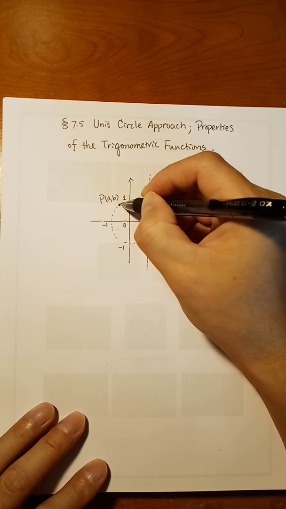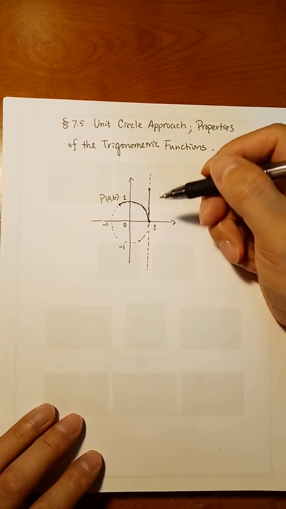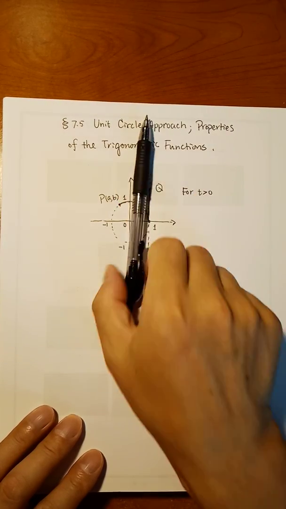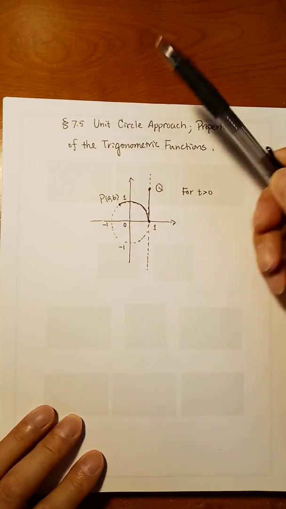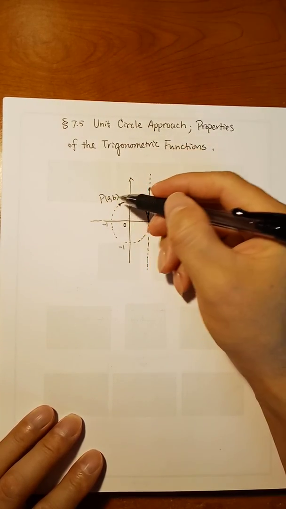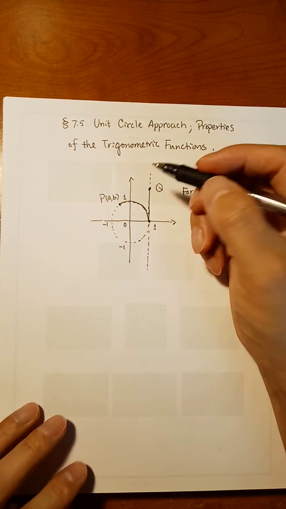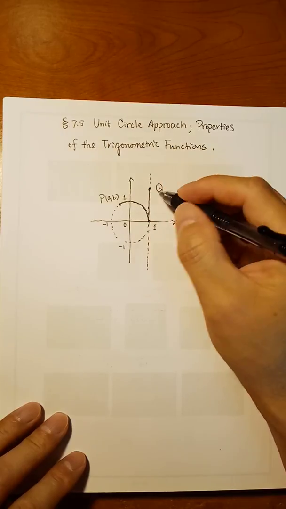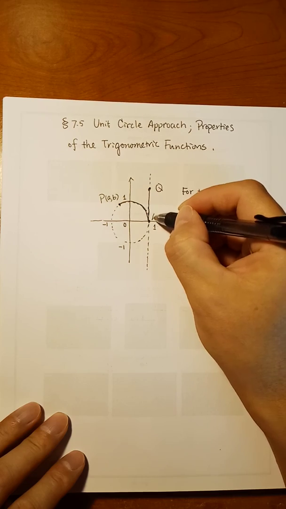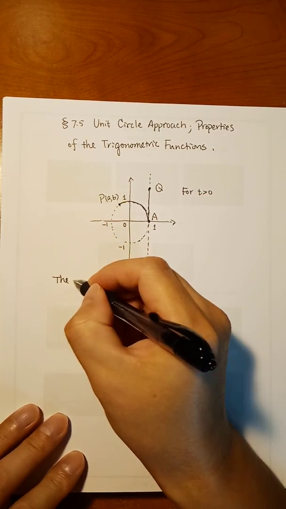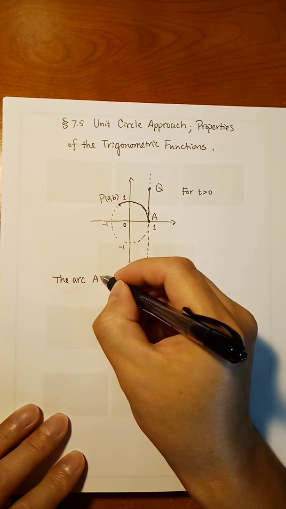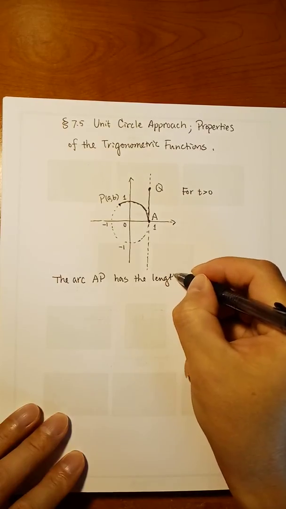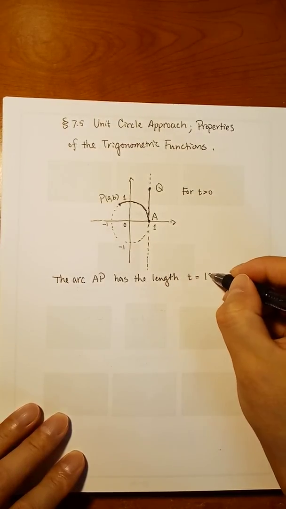This point P has x and y coordinates A and B. So first you have this point, let's call it Q. You wrap this string along the unit circle, you get the image P. P has xy coordinates A and B. Because you wrap it around the unit circle, from this point 1, let's call it A, the arc AP has the length t. t is the length of QA.